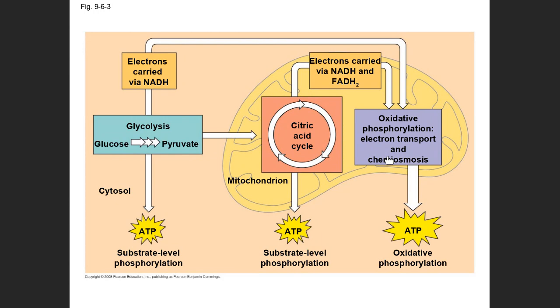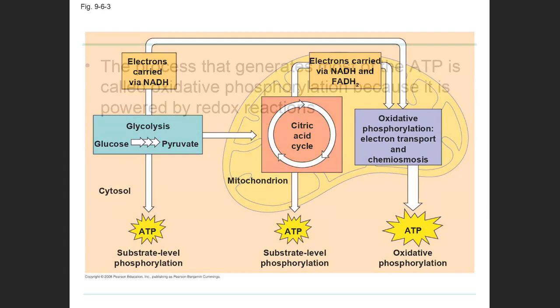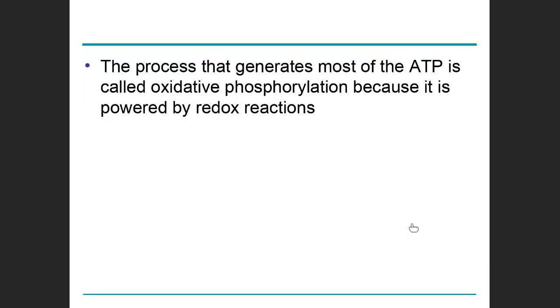And as we'll see, oxidative phosphorylation requires oxygen. So we're going to see where the oxygen finally comes in. So oxidative phosphorylation involves a lot of oxidation and reduction. So a lot of redox reactions will occur.